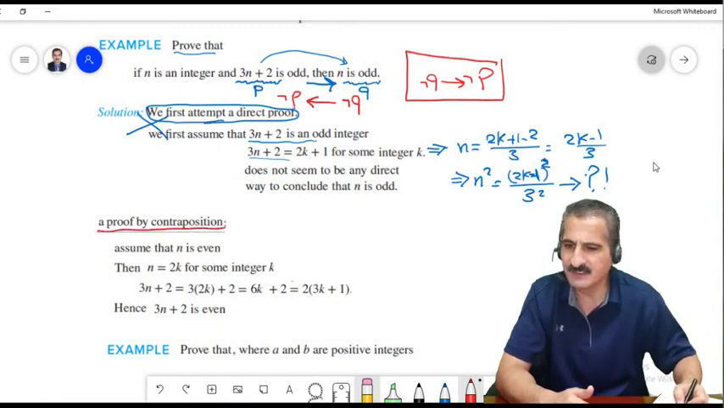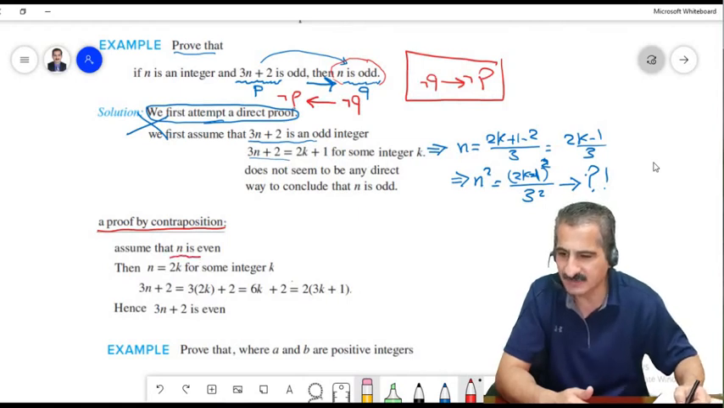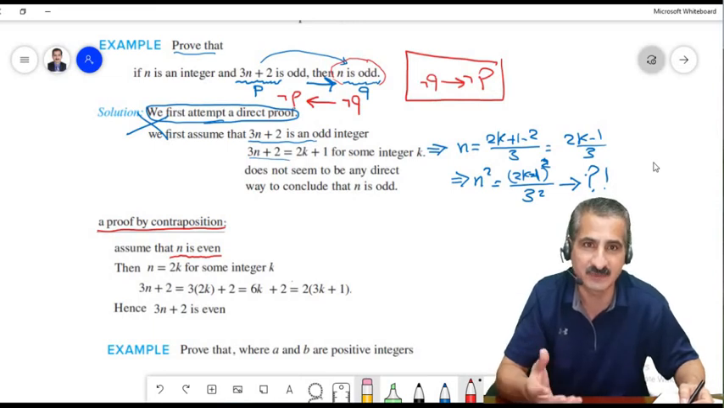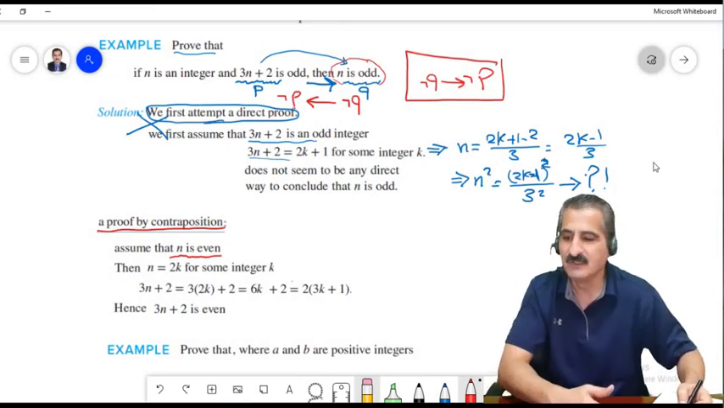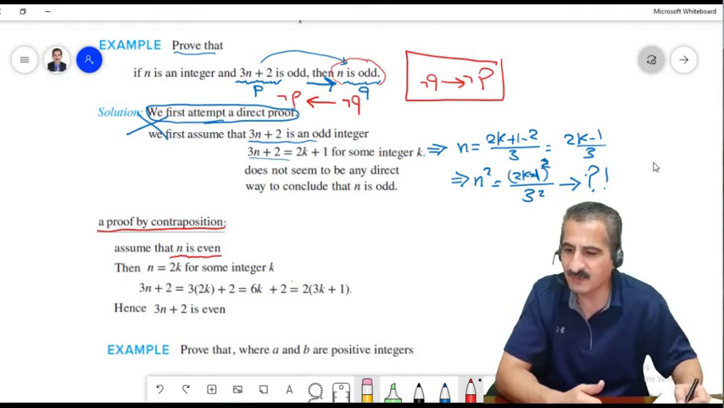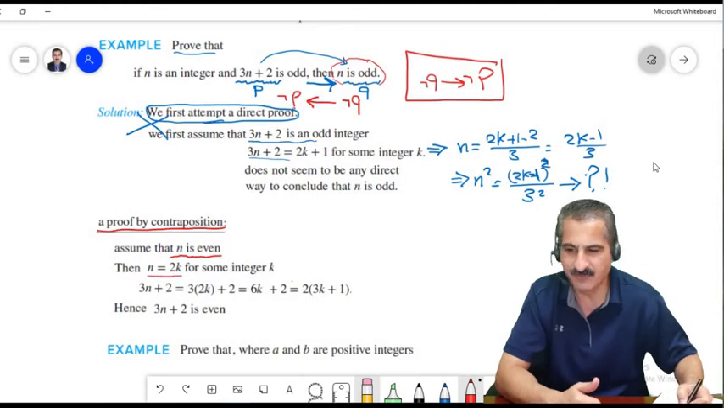We will say that not Q here, Q is n is odd. So not Q means n is even, because an integer must be either odd or even. If it is not odd, then it is even. So the negation of Q is to have n be even. That means n equals 2k for some integer k.